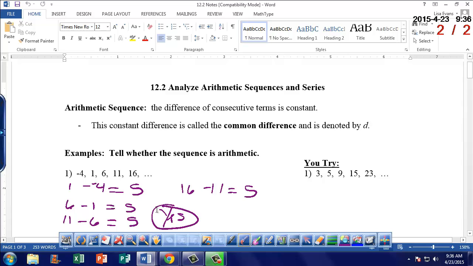So I want you to take a minute to pause the video and try this next problem on your own. Now the order in which you subtract is important. If this is the first term, second term, third term, you must do the second minus the first, the third minus the second, the fourth minus the third, and so on.